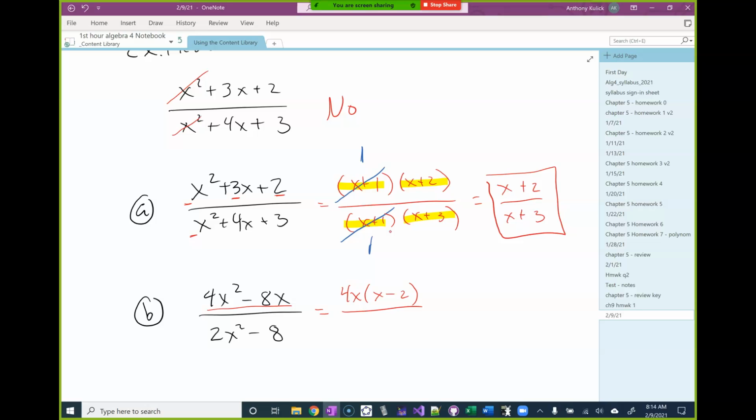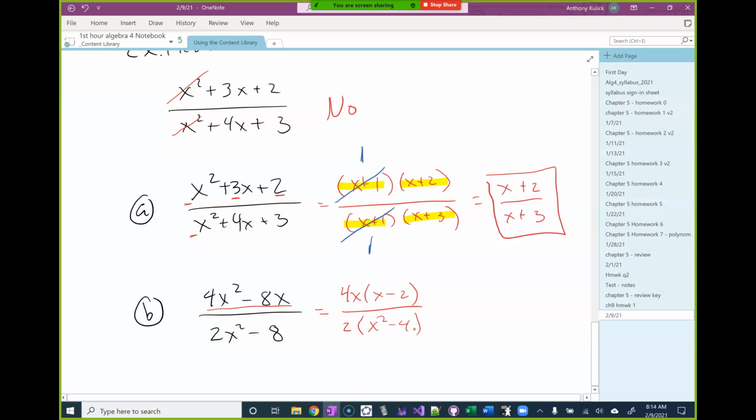What's the first thing you should check for? Greatest common factor. Do you see one? 2. Okay. When I factor that 2 out, what's left? X squared minus 4.